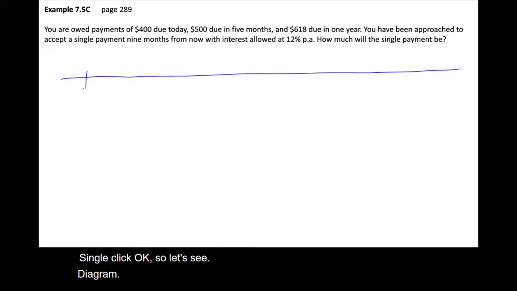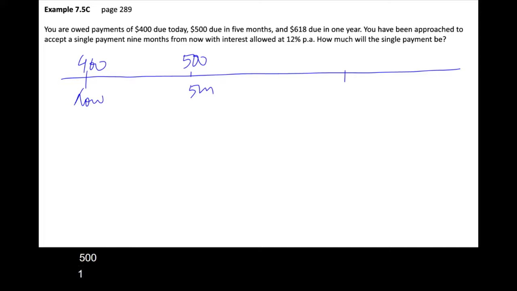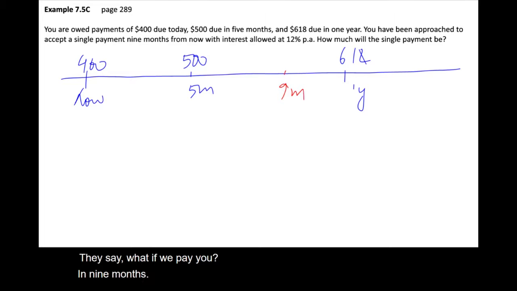Diagram. Now, 400. 5 months, 500. 1 year, 618. So instead of that, they say, what if we pay you in 9 months, just a lump sum. The question is how much?